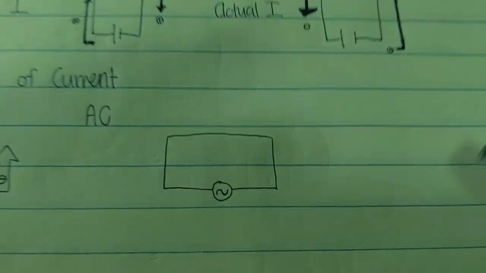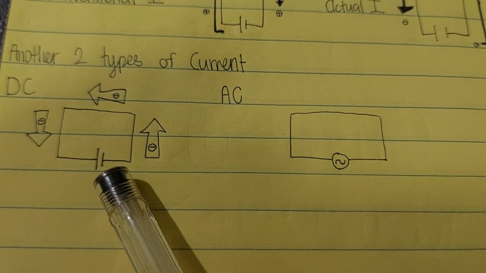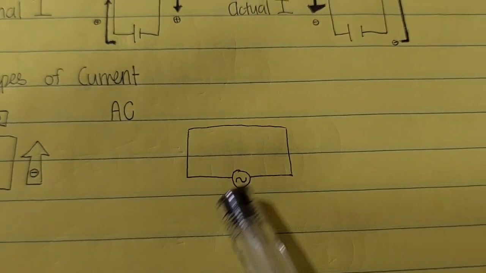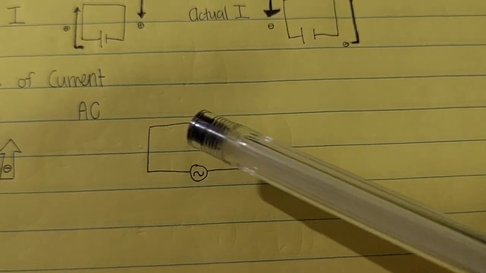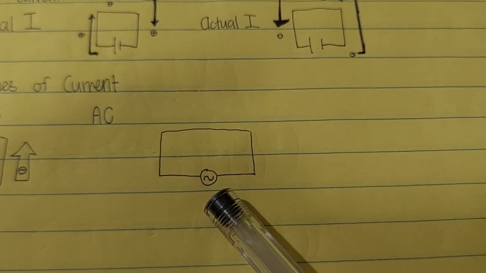Why this happens, I'm not going to explain. But notice how in these two diagrams, we've got the battery, but then we've got this special little squiggly circle. I'm not going to explain what that is, but just know that this is when AC currents, or alternating currents, happen.